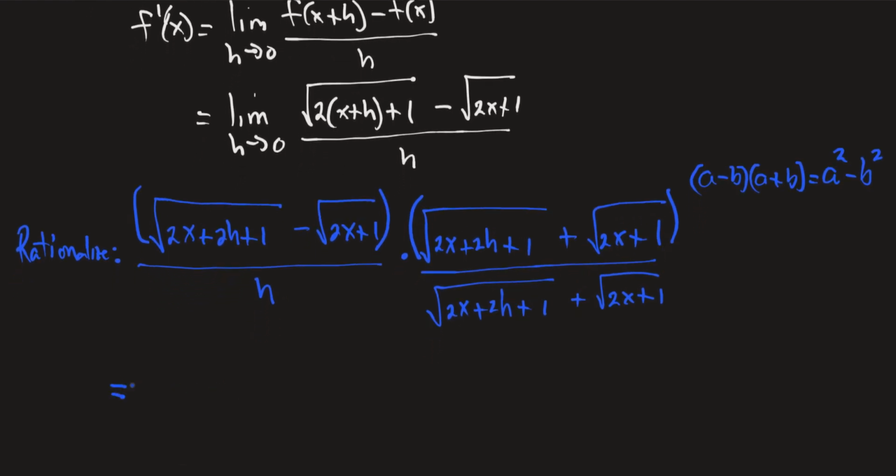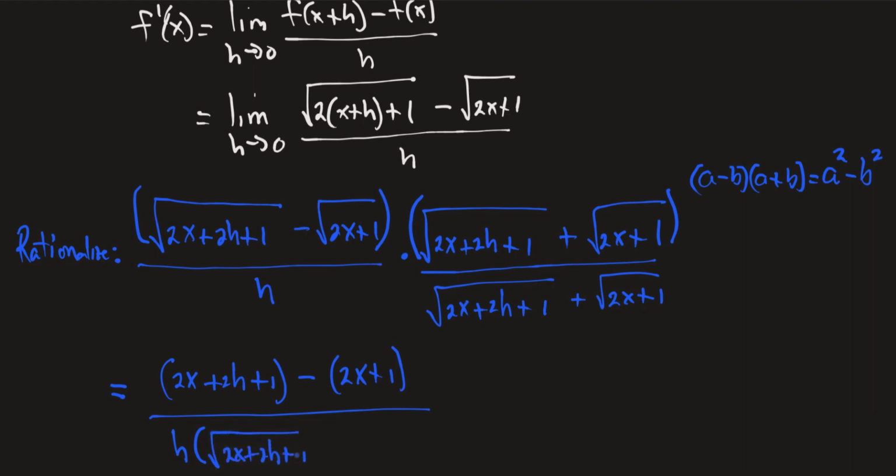So this is equal to, so when I apply my difference of two squares formula, I'll have this term, which is 2x plus 2h plus 1, so that's my a squared, minus b squared, which is 2x plus 1. And then in the bottom, again, I have h times this long expression. Root 2x plus 2h plus 1 plus root 2x plus 1.